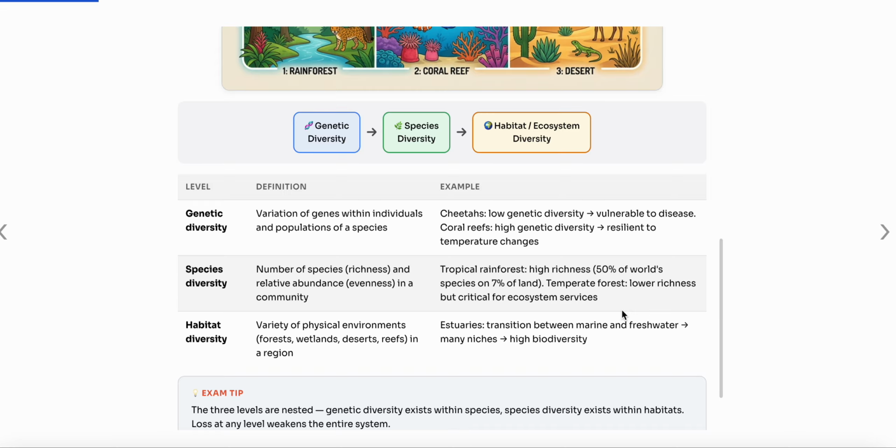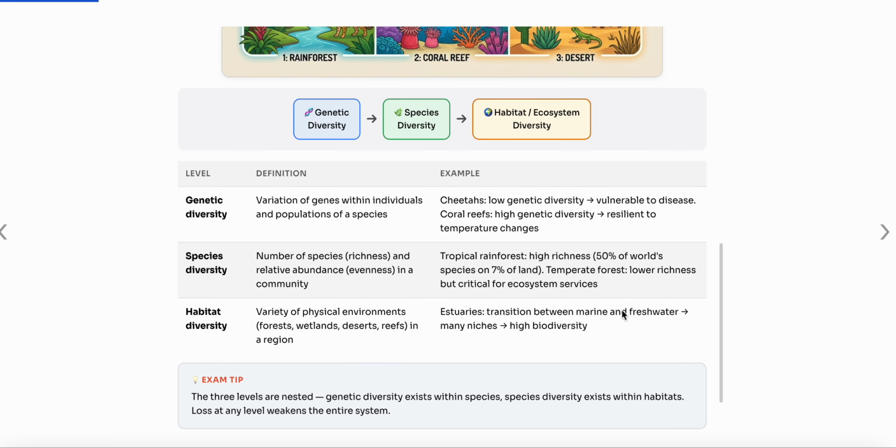Now if you take a tropical rainforest, then we know that it has a high richness, right? You have 50% of world species on just 7% of the land. But if you talk about the temperate forest, you have a lower richness, right? But it is critical for ecosystem services.